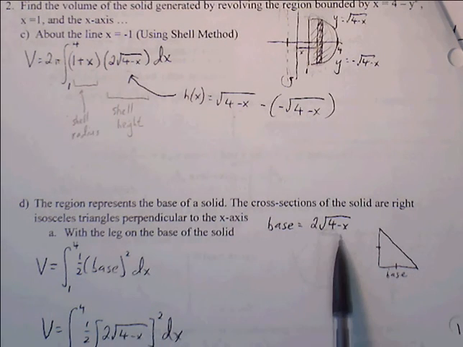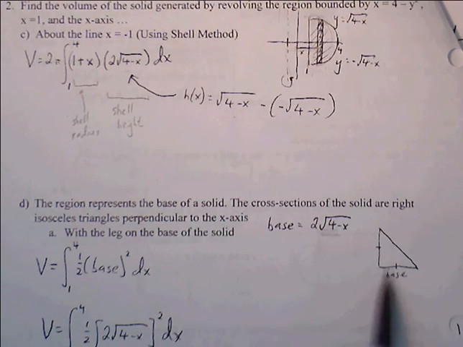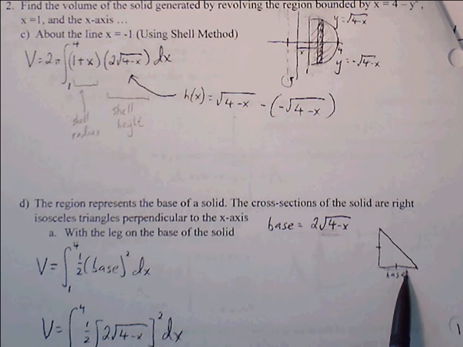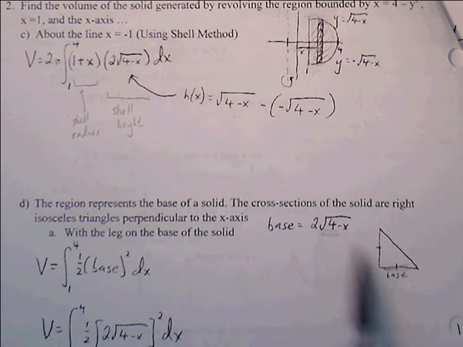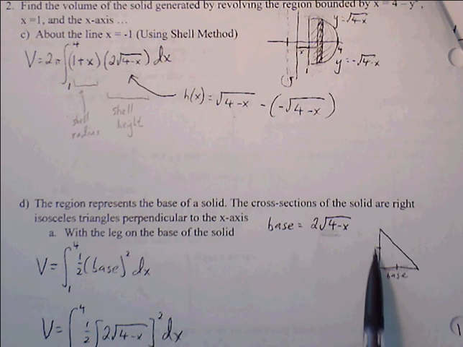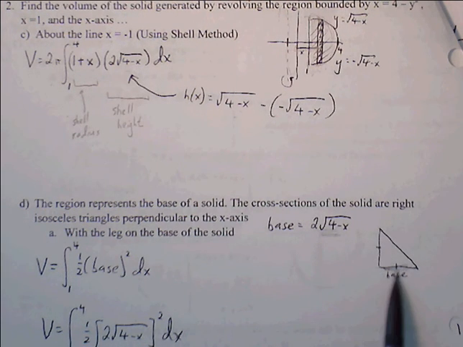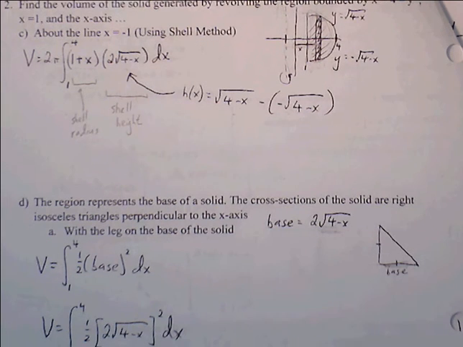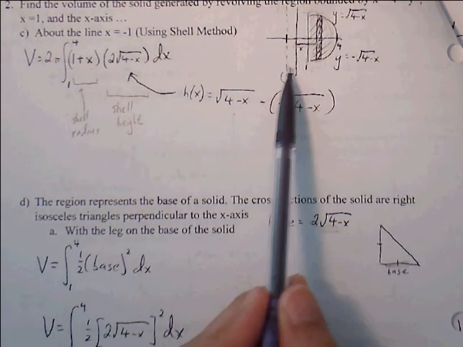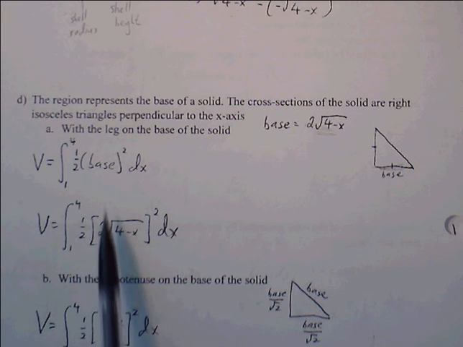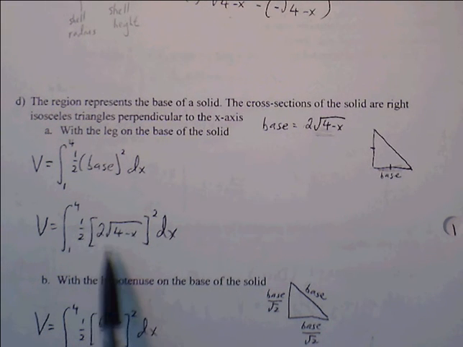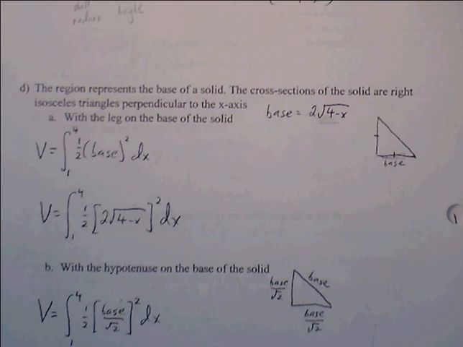We want this base to represent the leg of the isosceles right triangle. So we know that if this represents the base, the area of this cross section will be 1/2 base squared. So 1/2 base squared. And then from our boundaries will be from 1 to 4 in terms of x. And then we just do that as a setup and then just use our calculator to find the volume.